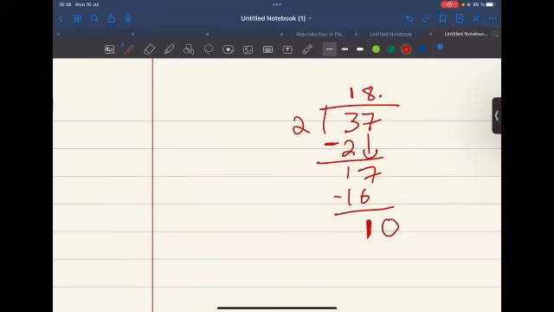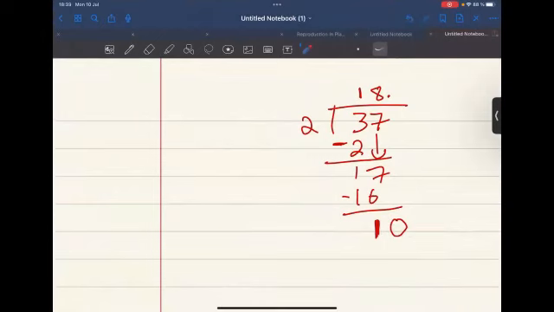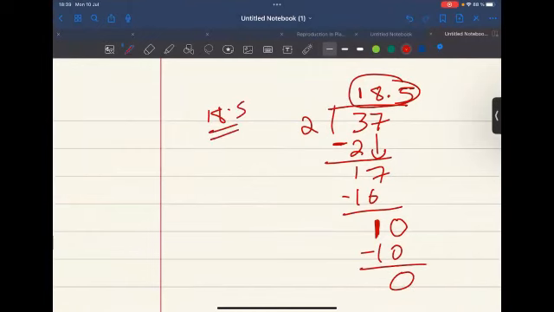Now do this thing. 10. What will you do right over here now? 2 fives are 10. So now you got 0. So 18.5 is your answer. This is how you do decimals. Is it clear? Keep practicing, you will get it. No worries. Is this clear to all of y'all?